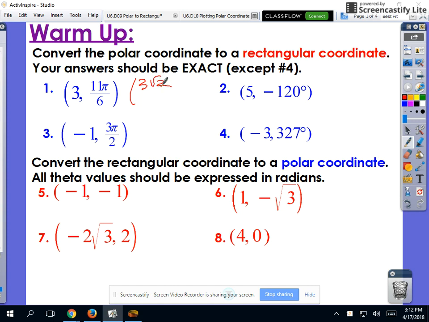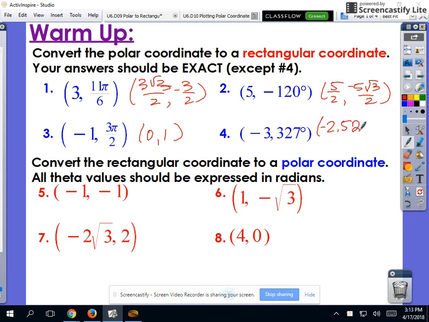All right, your final answer for each of these, I'm just going to quickly write up. Number 2 should be 5 over 2, negative 5 root 3 over 2. Number 3 should be 0, 1. And number 4 is the only one that you have to give the approximate value, which is 1.63. Okay. Number 5, you're going the other way.